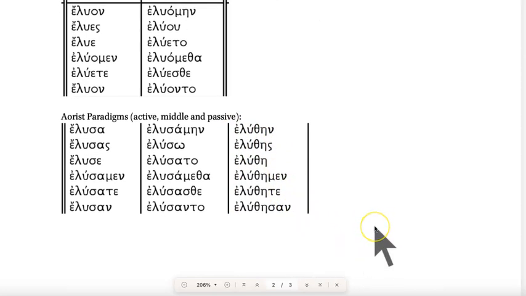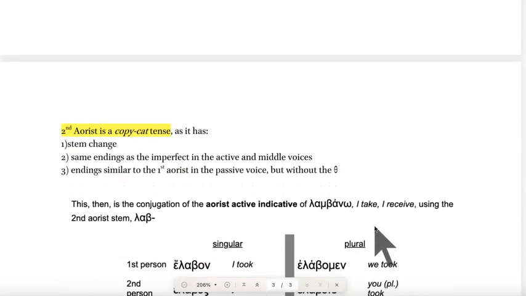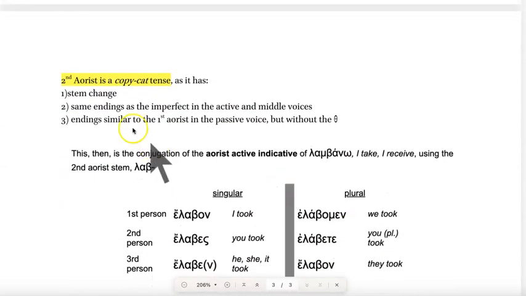Now, all of that is fine and dandy, except some verbs have a second aorist form instead of a first aorist. And the second aorist, I like to call it a copycat tense. It has a stem change. It has the same endings as the imperfect in the active and middle voices. And in the passive voice, it has endings similar to the first aorist in the passive voice, with the exception of the theta. Okay? And we call it a copycat tense because it copies the endings in the imperfect tense.